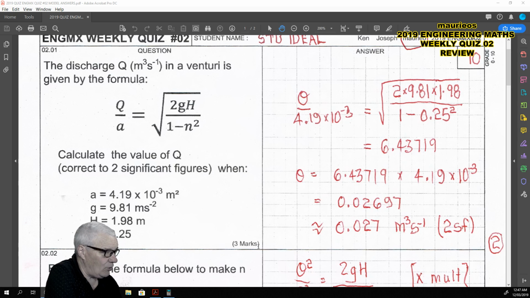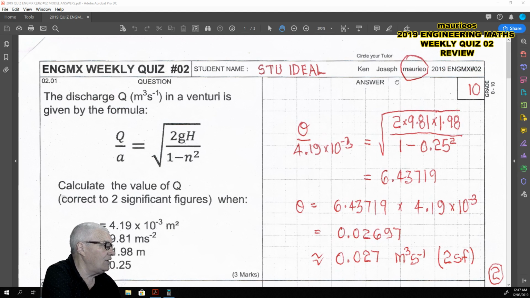3 marks is what this was worth maybe in an exam situation, but we're just giving you 2. All right. We're going to be leaving those out next time, and don't forget you should have marked up here who your tutor is. All good.